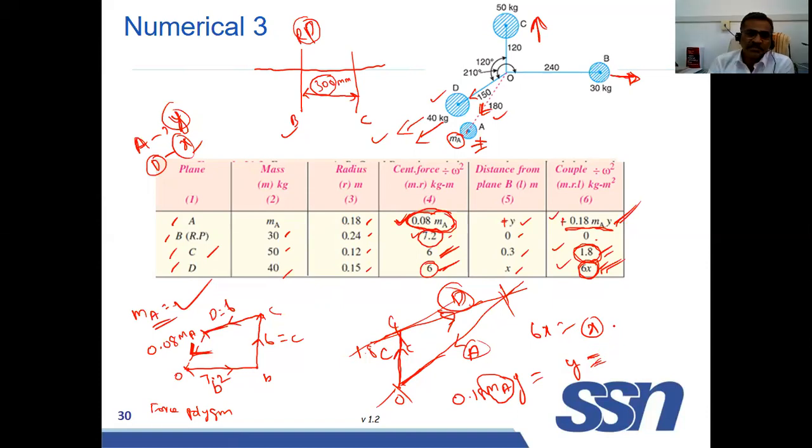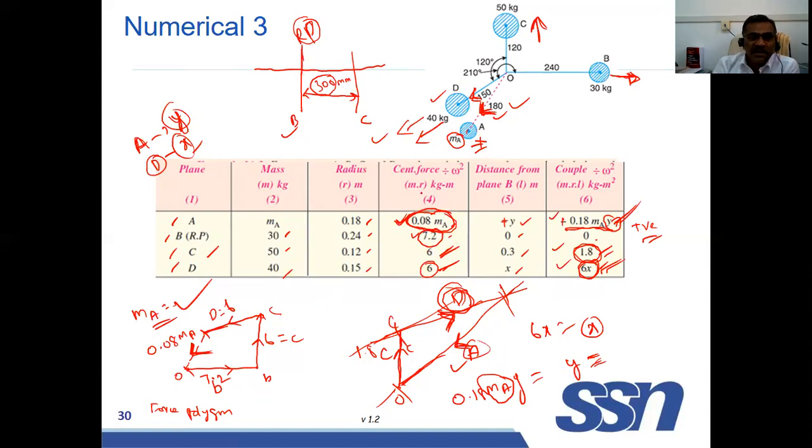For example, here you have to see. The force is acting along this direction, and here the direction is also the same. So no problem. In case of A, Y is positive. But you see in case of D, what is the direction of D? The direction of D is this, but here you see it is upward. It is the opposite direction. Then what is the meaning of this?